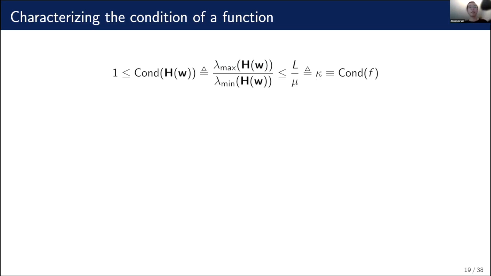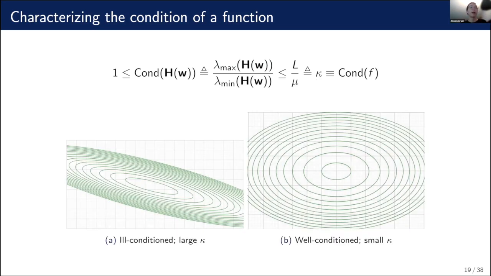Now, intuitively or pictorially, this is what it looks like. For an ill-conditioned problem, meaning you have a large condition number, you can see in terms of quadratic problems that it is very skewed. In terms of a well-conditioned problem, or small kappa, you get very circular contours for the quadratic problem. So that's basically how we characterize it, and for many functions you can characterize it in a similar way.